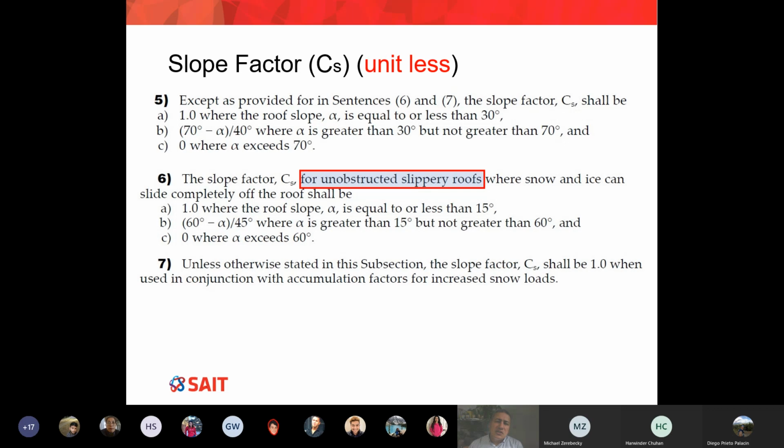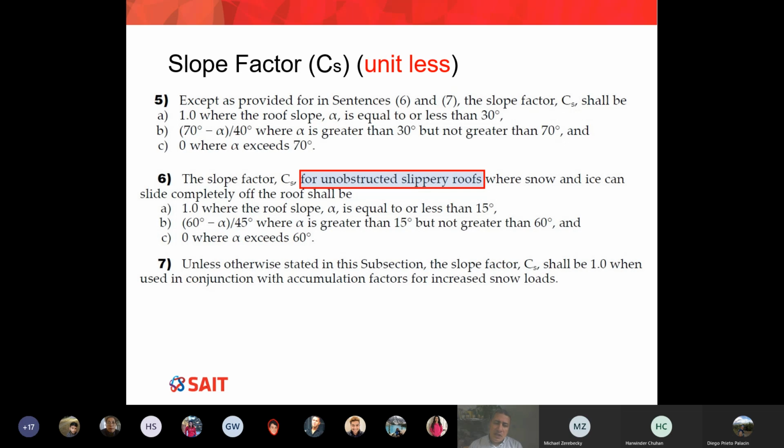So if you just go to the next slide, this is what the code says about the slope factor. Remember, before I go into the details, that the slope factor is unitless. It means it is a number, it has no units. To do that, we have to read 3 statements from the code: statement number 5, number 6, and number 7. Number 5 starts again with the word that we don't like, because simply it says except. So there is an exception, except as provided in statements 6 and 7. So we will have to read 6 and 7 first, and then we go back and read number 5.